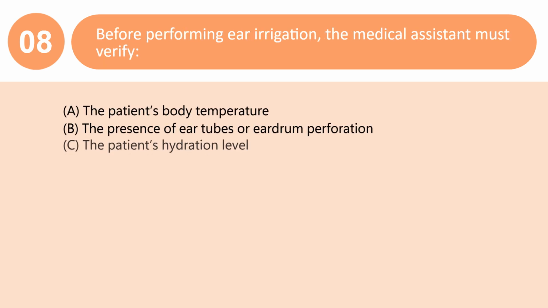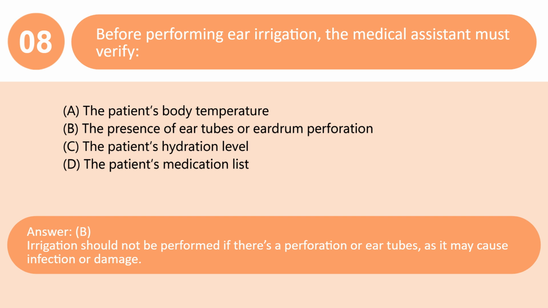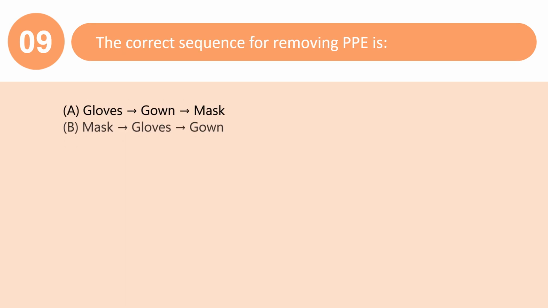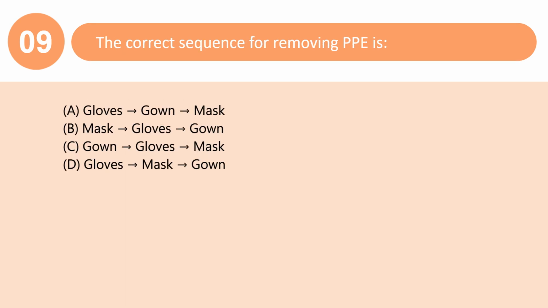Before performing ear irrigation, the medical assistant must verify A. The patient's body temperature. B. The presence of ear tubes or eardrum perforation. C. The patient's hydration level. D. The patient's medication list. Answer: B. Irrigation should not be performed if there's a perforation or ear tubes, as it may cause infection or damage. The correct sequence for removing PPE is A.